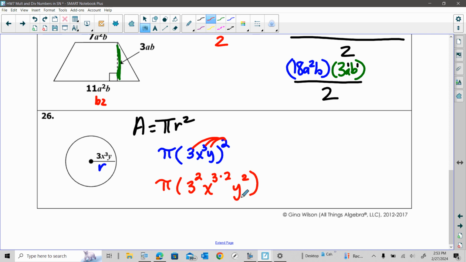So see if you can simplify this. You don't do anything with the pi, you just leave it in your answer. I hope this helps you get this done. Thanks.